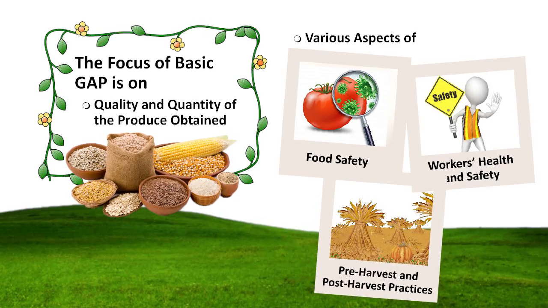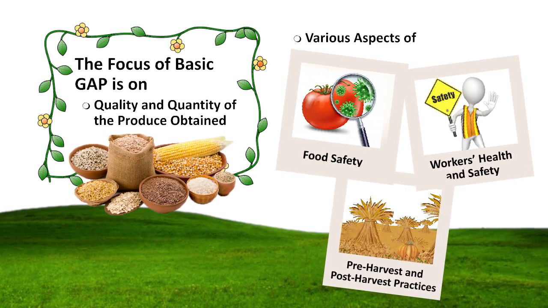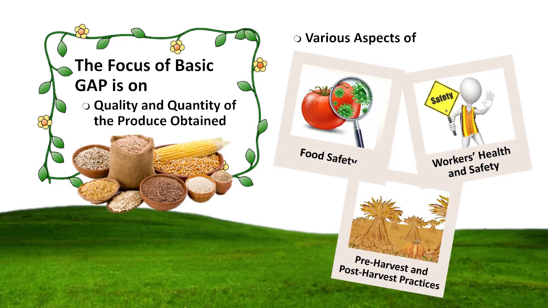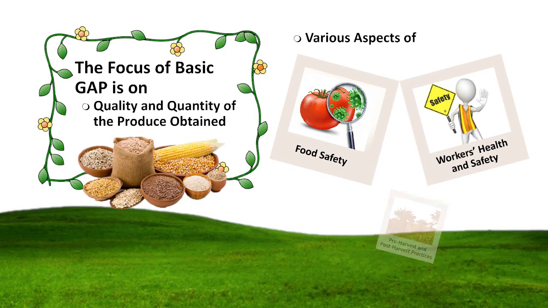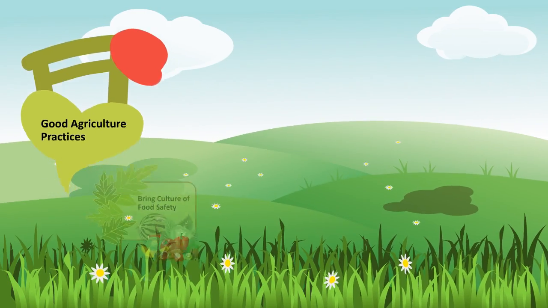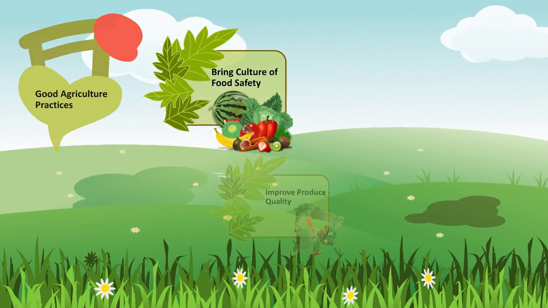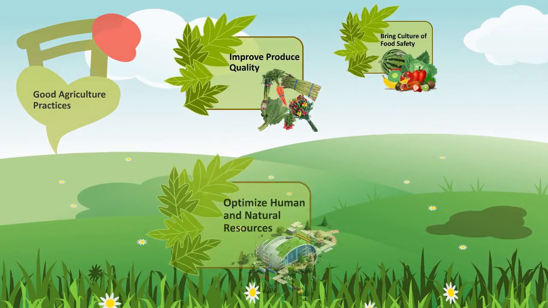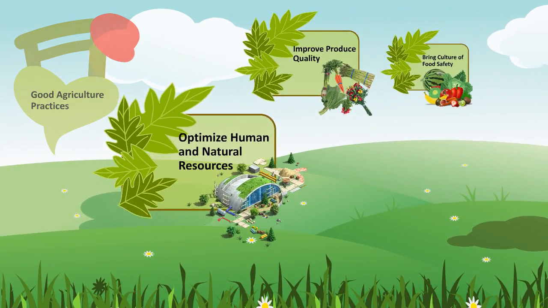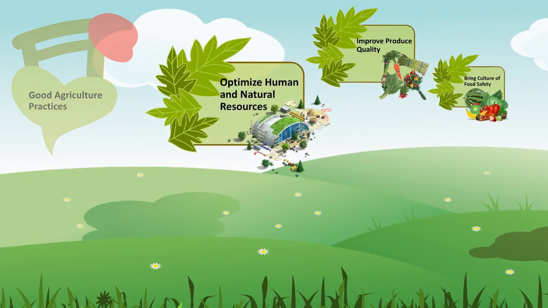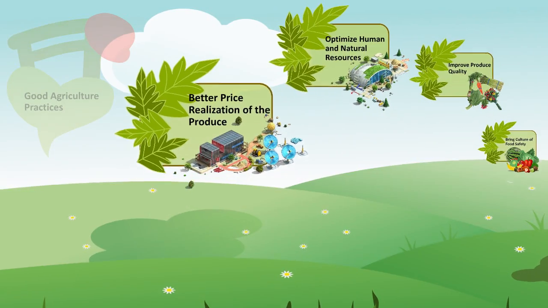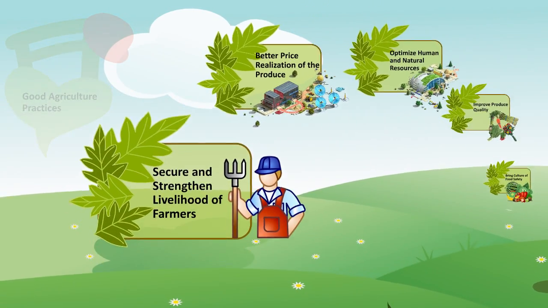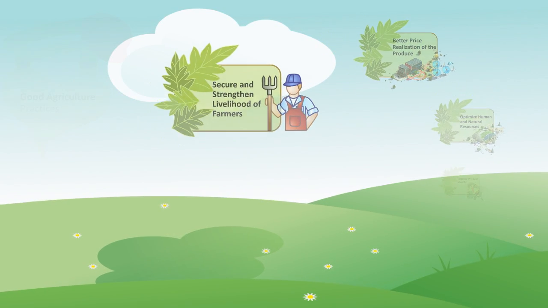These sets of modules are a stepwise approach for a farmer to embark on the journey towards food safety and hygiene. Moreover, participants will get to realize that the introduction of good agricultural practices brings in a culture of food safety, enhanced produce quality, and optimization of human and natural resources in agriculture. This in turn will result in better price realization of their produce, which will further secure and strengthen the livelihood of the small and marginal farmers.